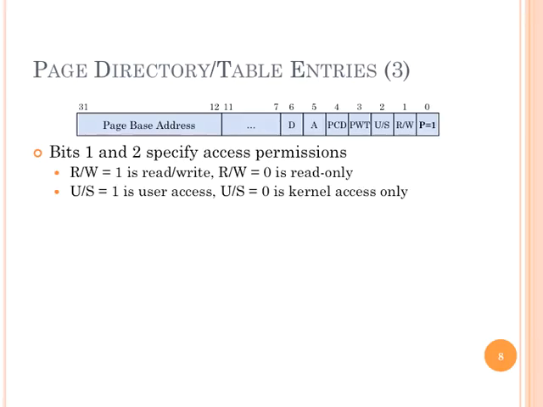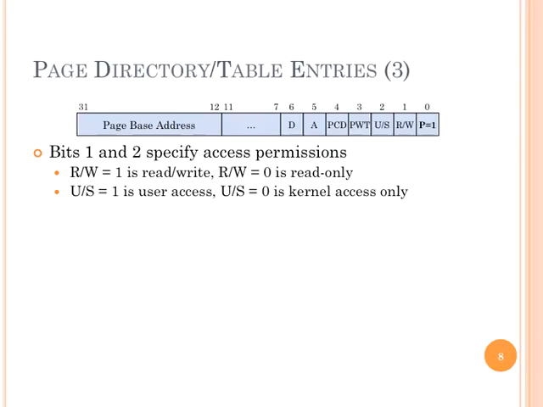You see that bits 1 and 2 basically allow you to say whether or not this thing is accessible, by whom, and for what. So we have read-write. If we set it to 1, we're allowed to write to it and read from it. If it's 0, then we're only allowed to read from it. We're not allowed to write to it.